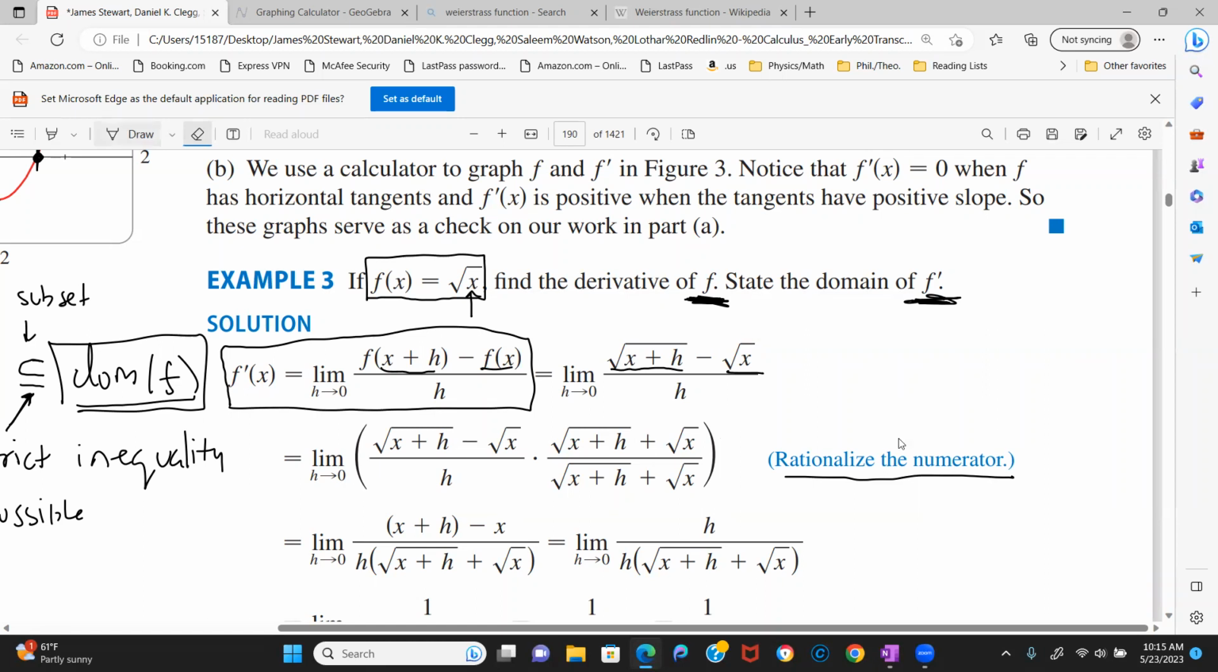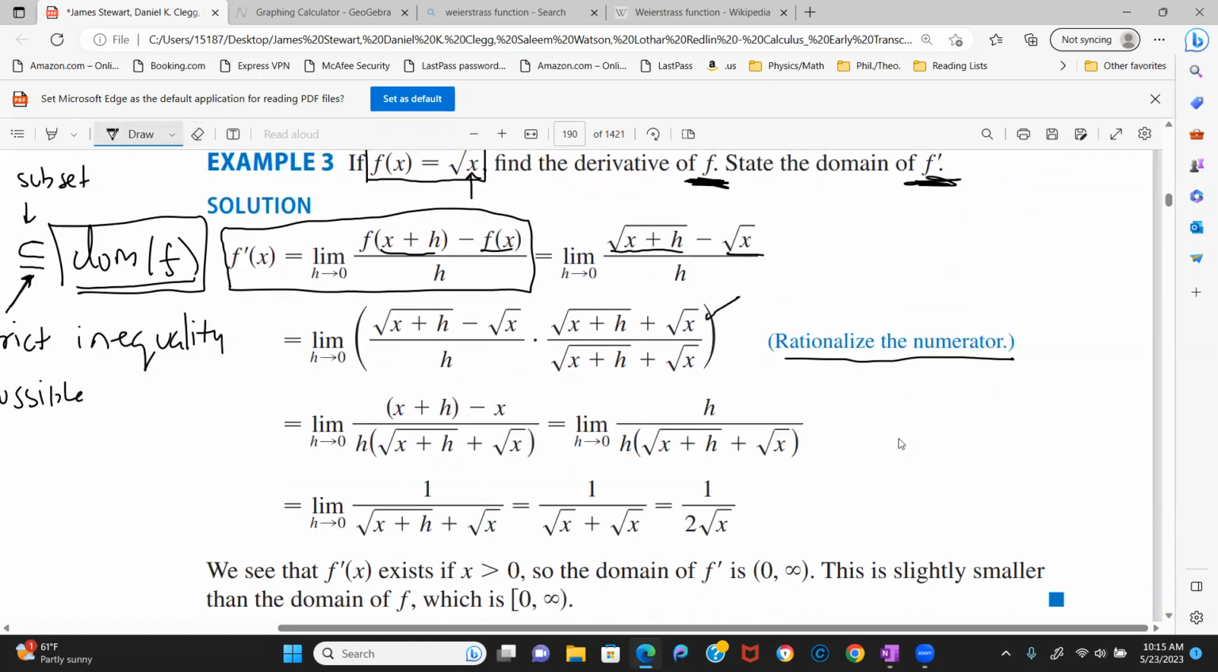So let me clean this up now. When you distribute this numerator through to this numerator, when you FOIL it, the square roots go away, and you have x plus h minus x. In the denominator, just multiply the h by this denominator. Don't distribute it through, just leave it like this, as h times some nonsense. Okay, so let's get rid of that. The numerator simplifies just to h, and now this h right here cancels with this h.